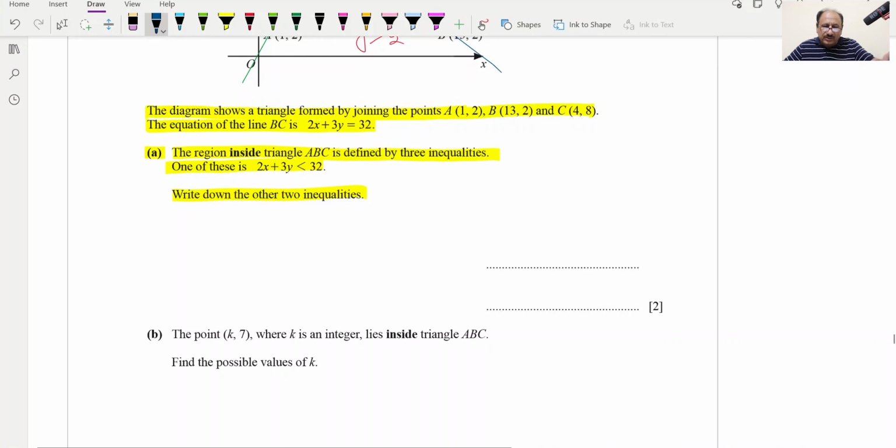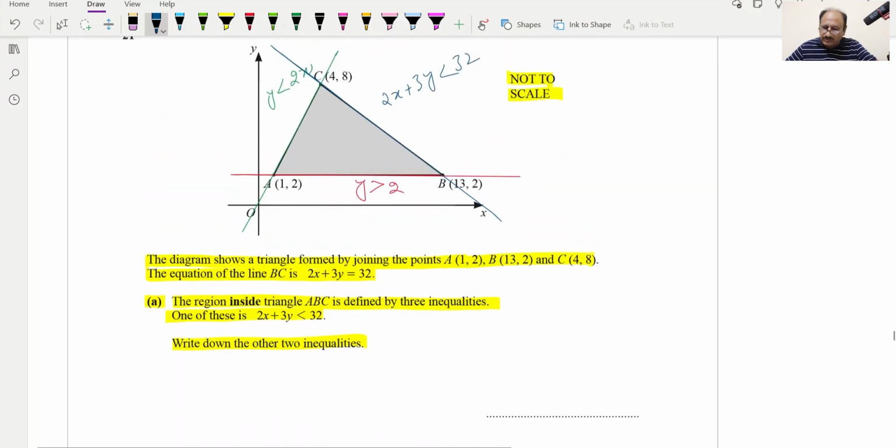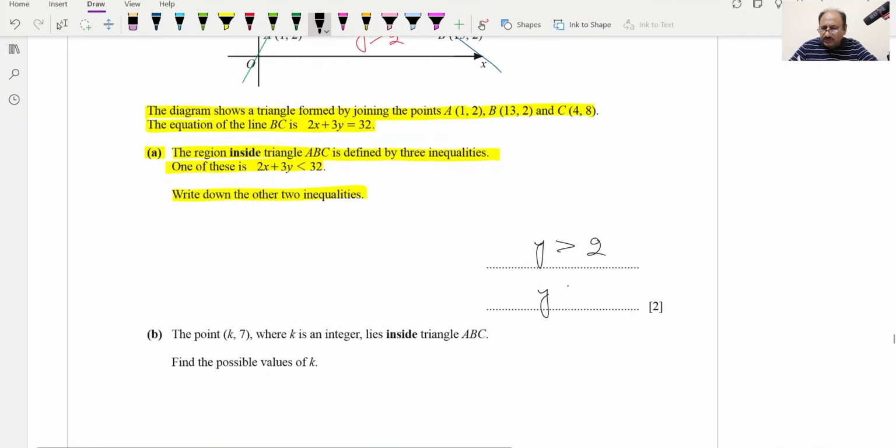They are saying write down the 2 inequalities. So the 2 inequalities we can write are: y is greater than 2, and y is less than 2x. So these will be the 2 inequalities which we have provided.